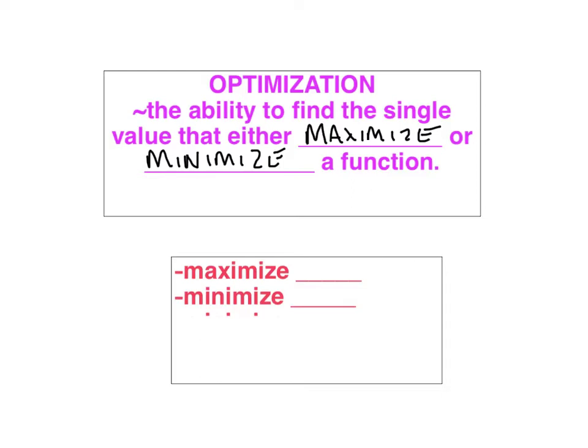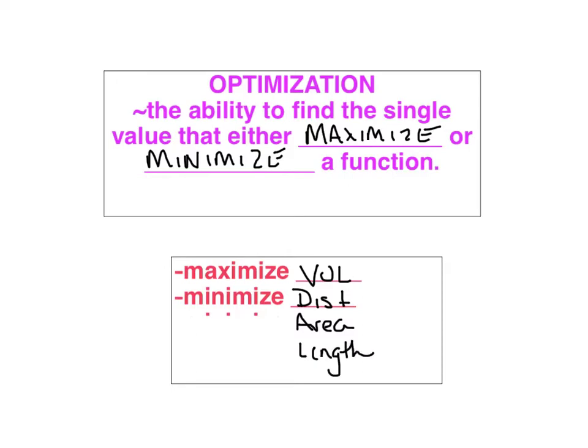So in today's topics, you'll see something like maximizing volume, maybe minimizing the distance we travel, perhaps minimizing the area of a function, or maximizing the length of something.